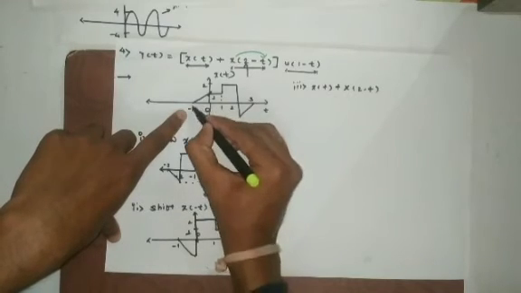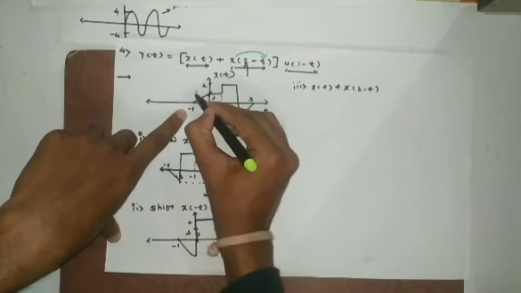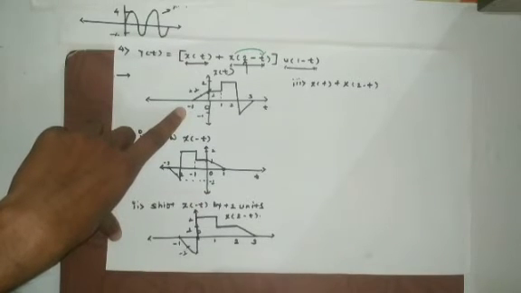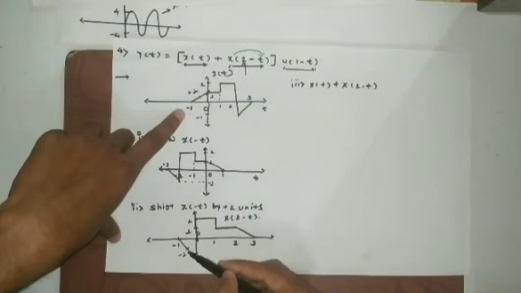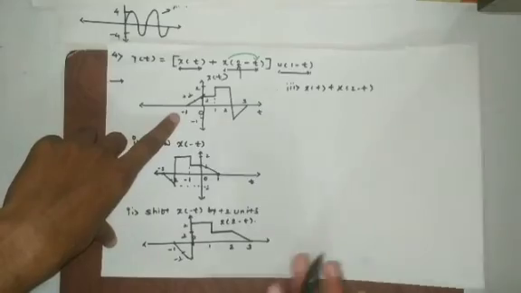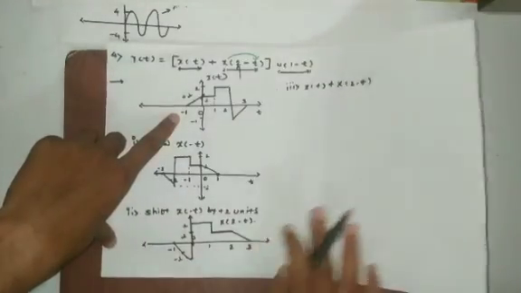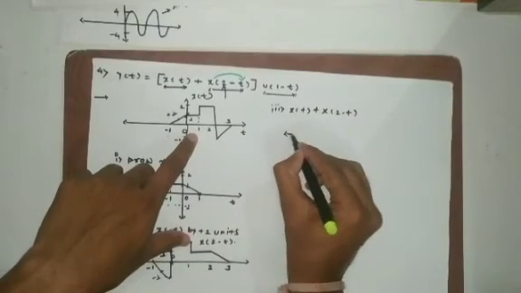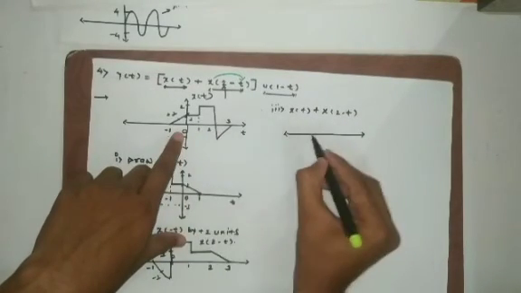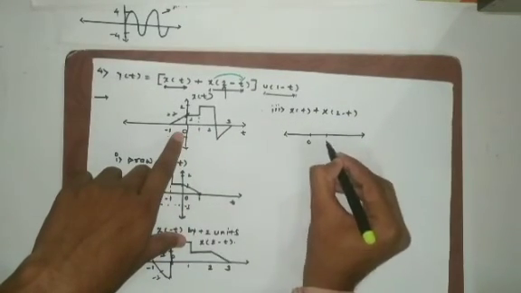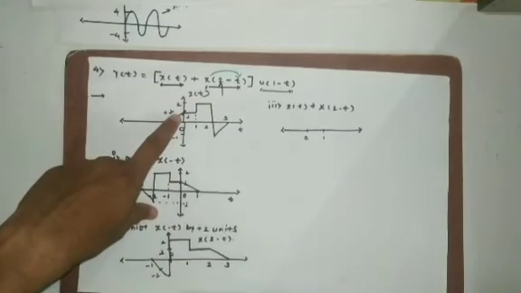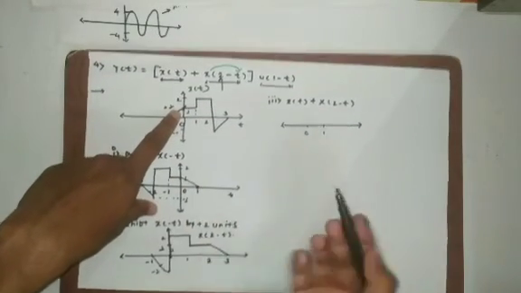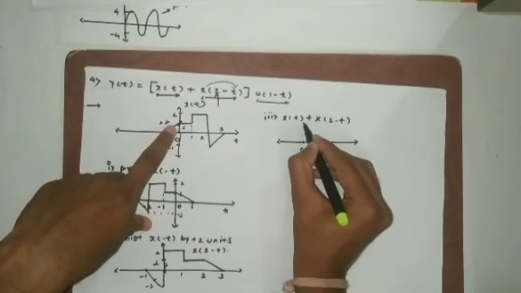In minus 1 to 0, here we have a positive slope 1. Here we have a negative slope minus 1. So 1 minus 1 is going to be 0. That means there is nothing for minus 1 to 0. Next, 0 to 1. Now in case of 0 to 1, here the amplitude is 1, and for 0 to 1 here the amplitude is 2. So 1 plus 2 is going to be 3.